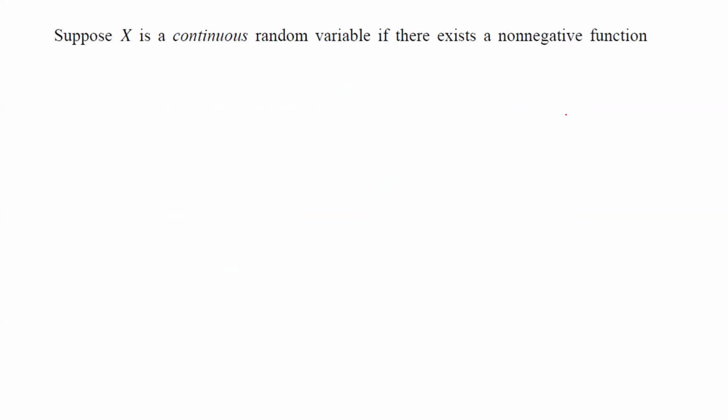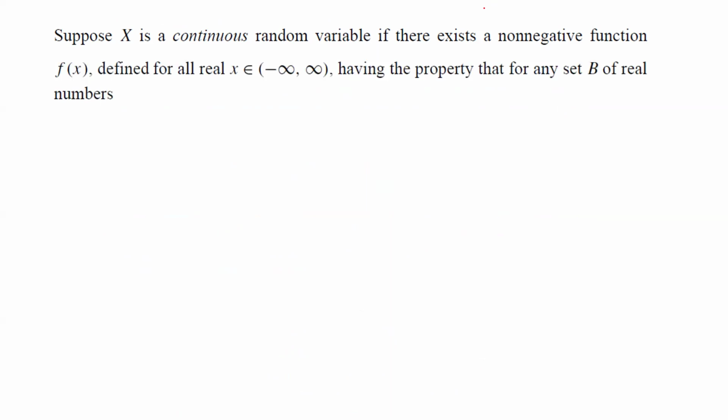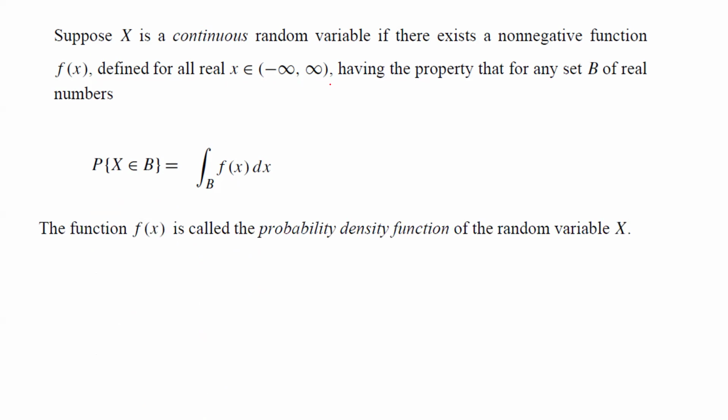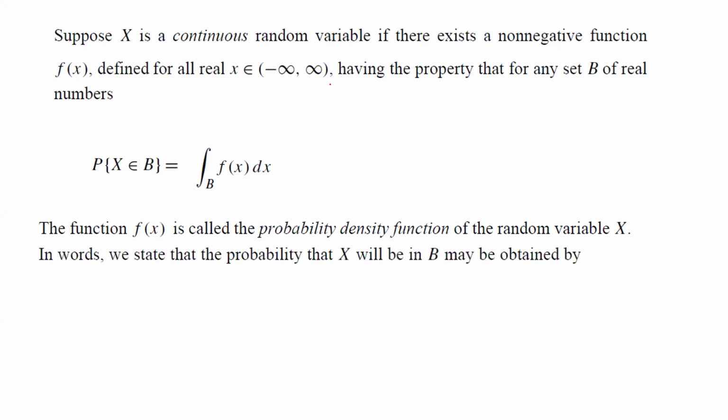So suppose X is a continuous random variable. If there is a non-negative function f of X defined for all real X values between negative infinity and positive infinity, having the property that for any set B of real numbers, the probability that X belongs to that set is the integral of f of X dx over B, then the function f of X is called the probability density function of the random variable X. In words, the probability that X is in set B is obtained by integrating the probability density function over the set B.